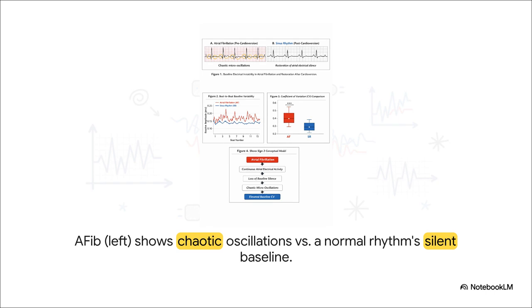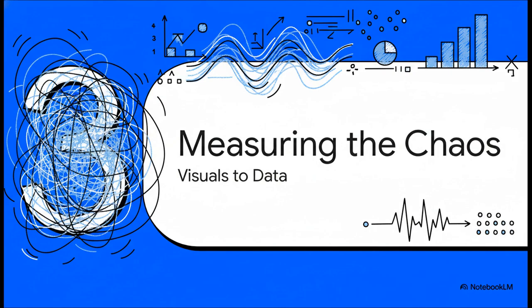The secret is in the baseline. That's the line between the big heartbeat spikes. On the right, with a normal rhythm, notice how flat and quiet that line is? That's what they call atrial electrical silence. Now, look left. Look at the AFib EKG. That baseline is a complete mess of what the study calls chaotic micro-oscillations. It's like pure electrical static where you should have silence. That visual difference is, well, it's pretty shocking, right?